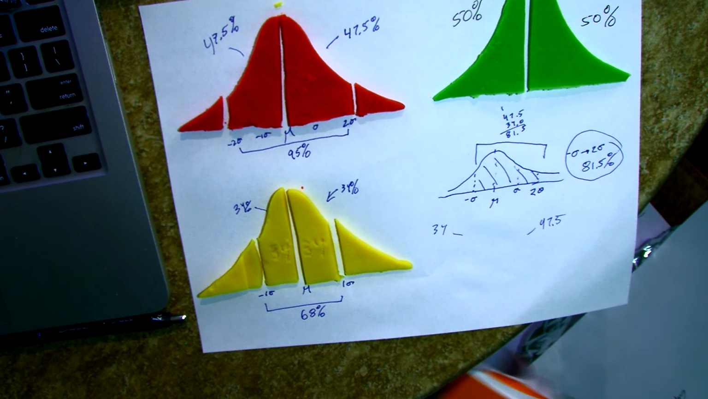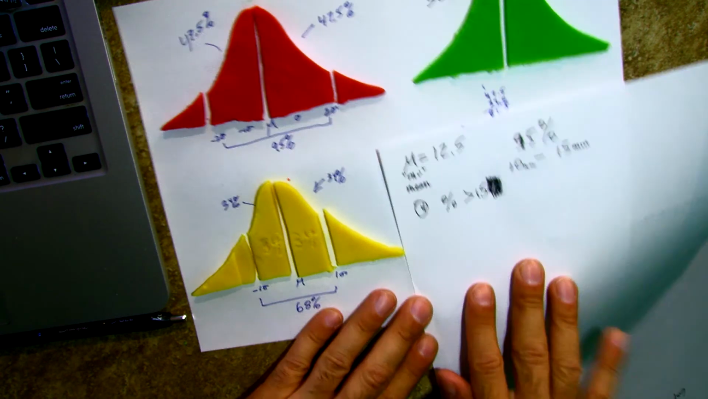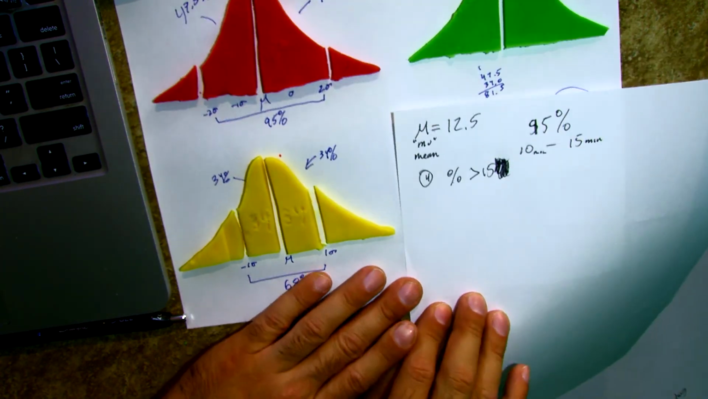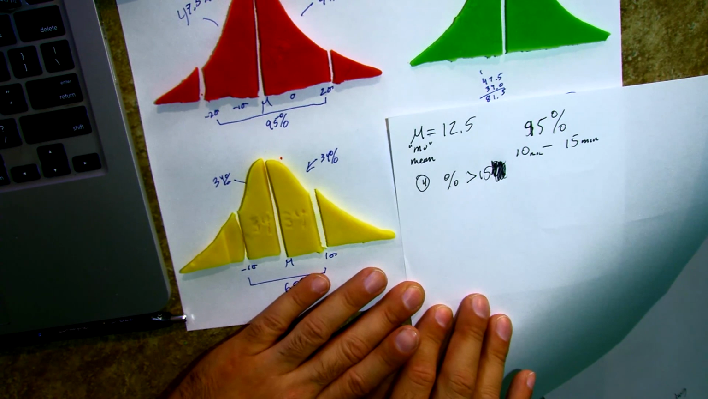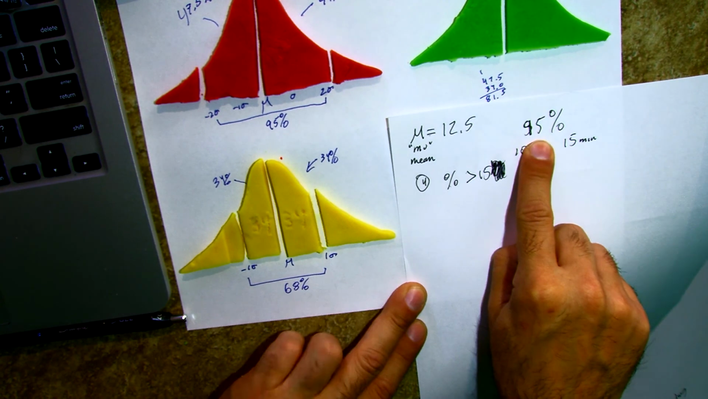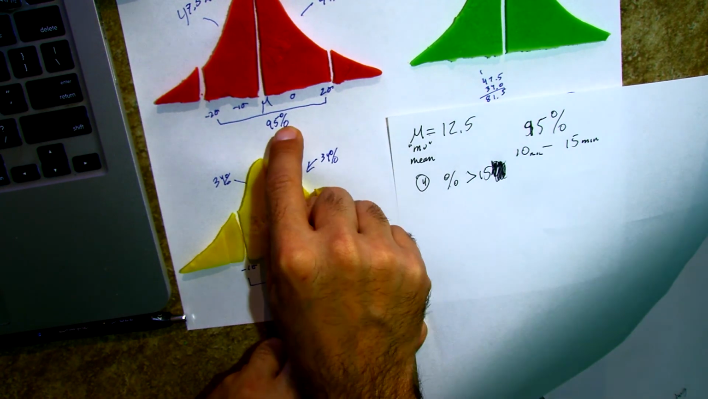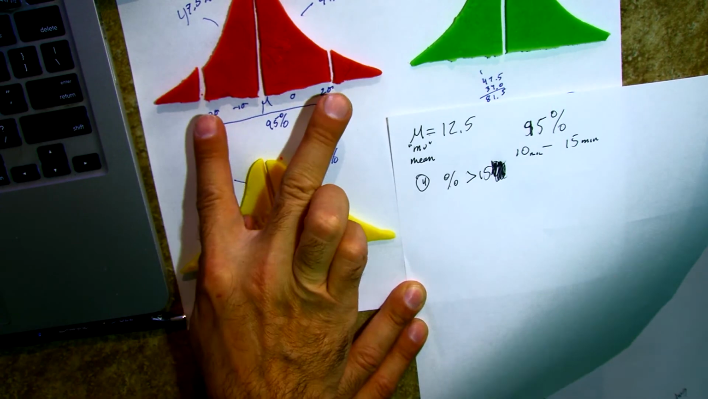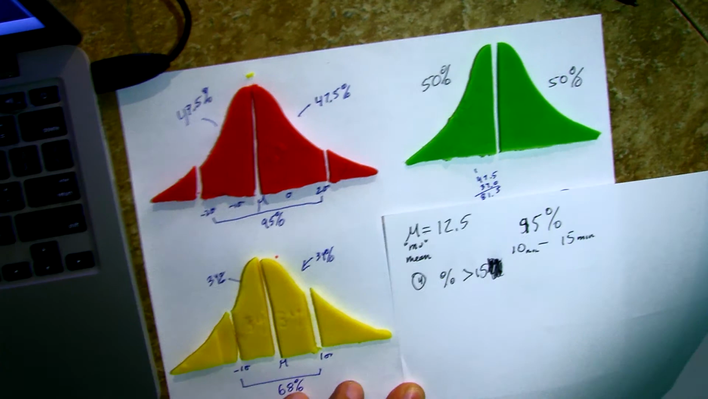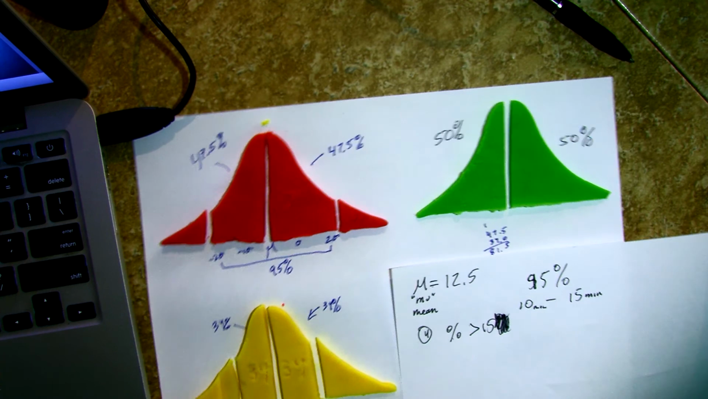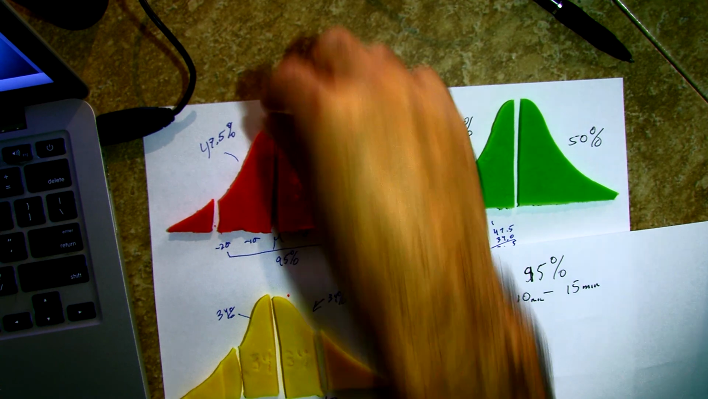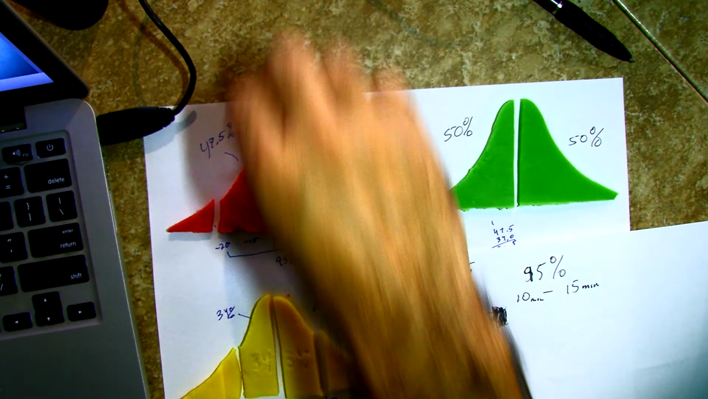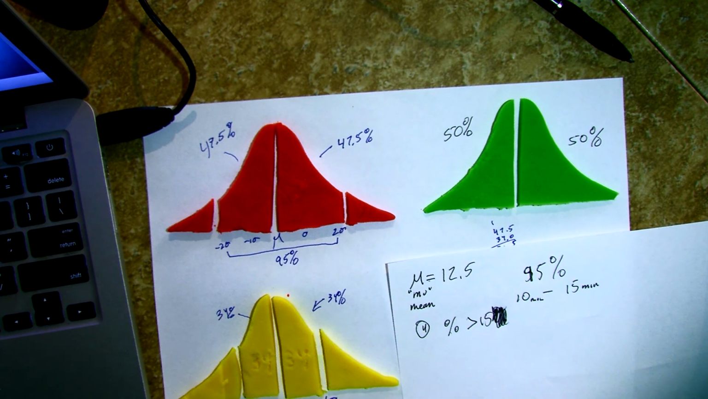All right, here we go. So we're looking at this problem right here. And we're trying to figure out, okay, well, if we have 95%, 95% sure looks like this: 2 standard deviations in each direction, right? So 95% looks like our red normal curve here. Okay. So looking at that, we want to find the percent that are greater than 15, right?